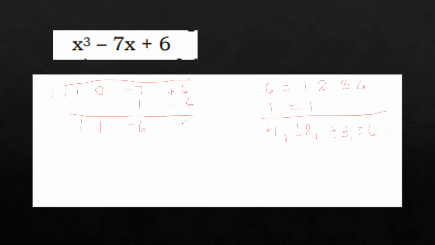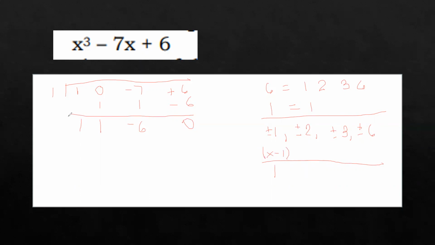So kung mapapansin nyo, nag-0 agad siya. So ibig sabihin, tama na agad si positive 1. So may positive 1 tayo dito. So ibig sabihin, ano ang factor niya? Kung may positive 1 tayo dyan, anong factor yan? X minus 1, sir. That will be x minus 1. So ibig sabihin, meron na tayong isa. This is just x minus 1.